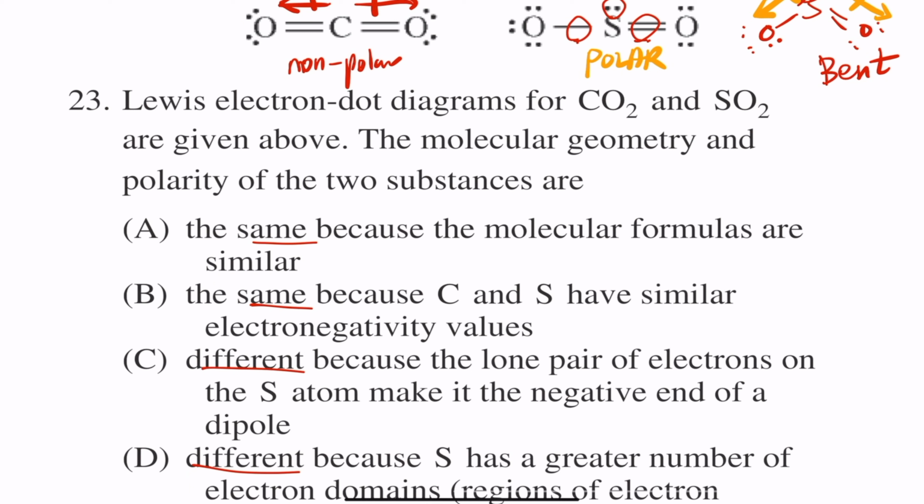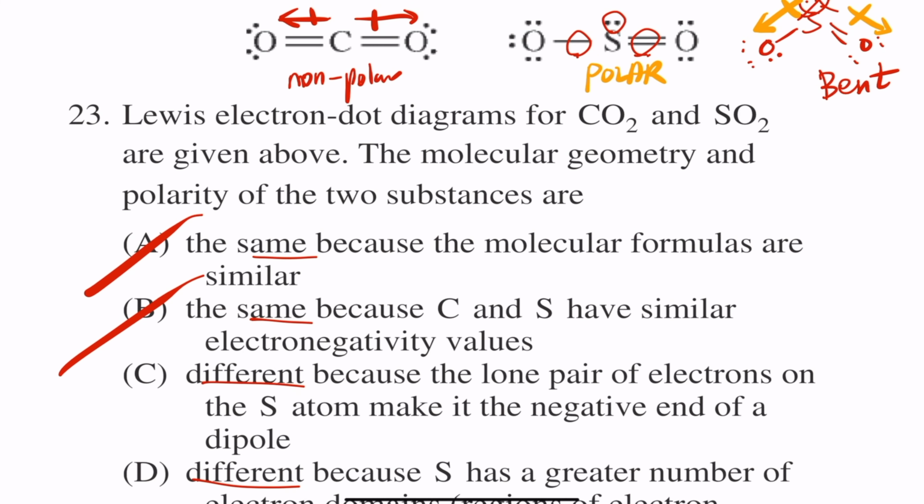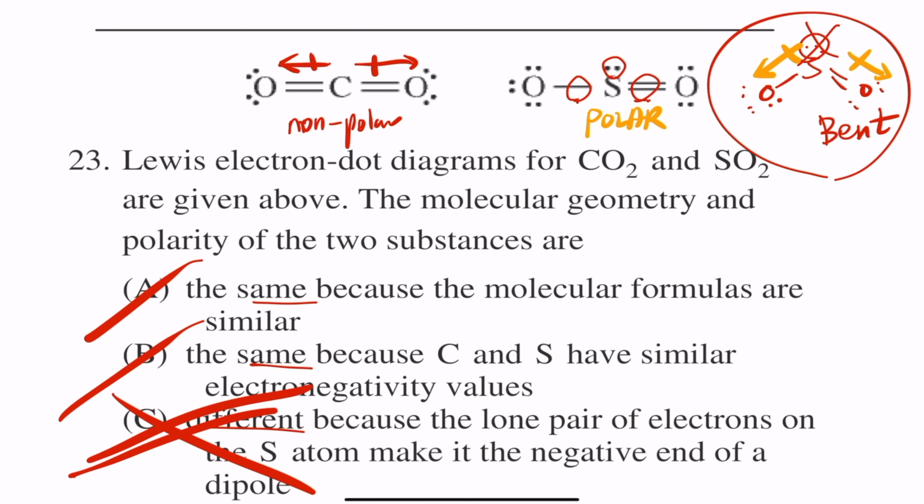So let's take a look at what it says. First of all, just go ahead and get rid of A and B because they're ridiculous. It's not the same. Now, let's look at the explanation. C, different because the lone pairs of the electrons on the sulfur atom make it the negative end of the dipole? Absolutely not. Look at this diagram once again. The negative ends are heading towards the oxygen.